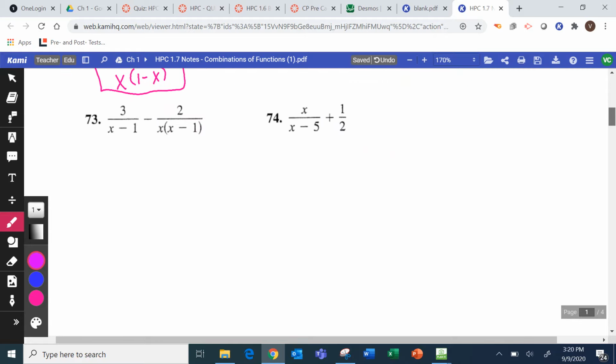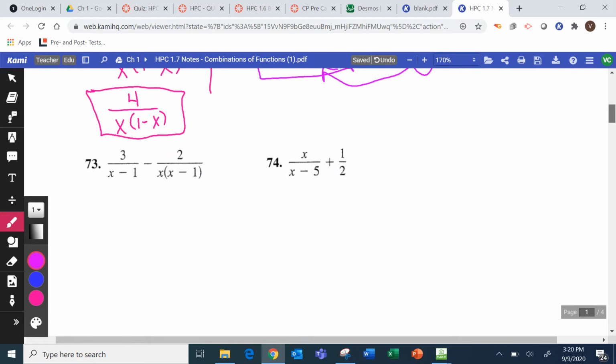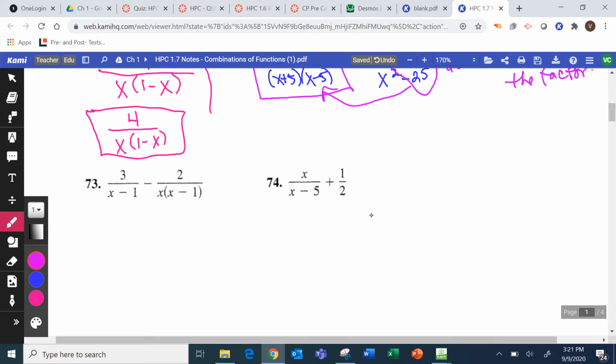Okay, the next two are really similar to these two, so I'm not going to go all the way through them, but I did want to talk about 73 for just a moment. 73 does have a common factor. So really the only thing we need to do for 73 is multiply the top and the bottom of the first fraction by x. So we would have 3x minus 2 over x times x minus 1, and that would be it for that question.